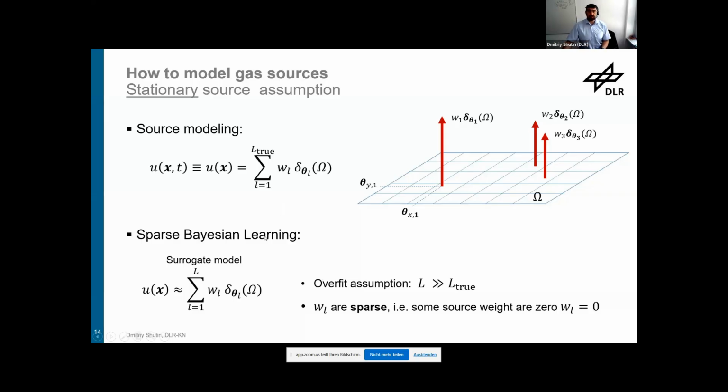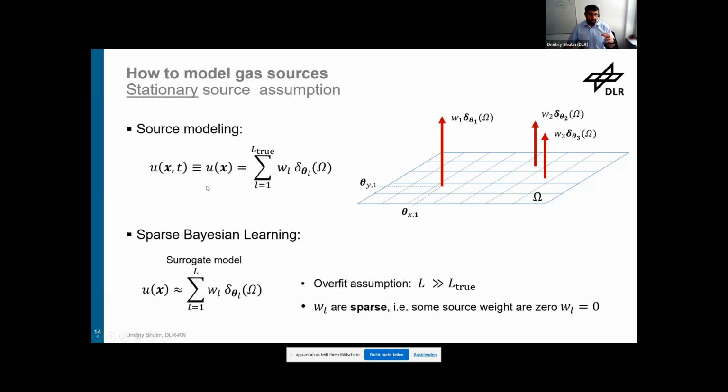It's not always realistic. For example, for forest fires, we know that the fire propagates, right? So the sources are moving. But on a time scale that is relevant for the estimation problem, we can treat the sources as almost time invariant.